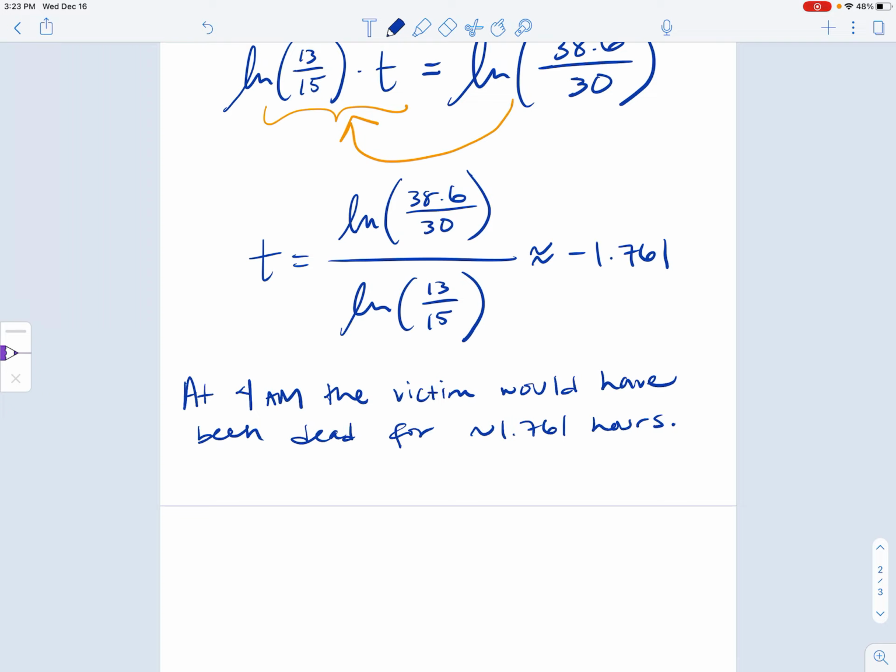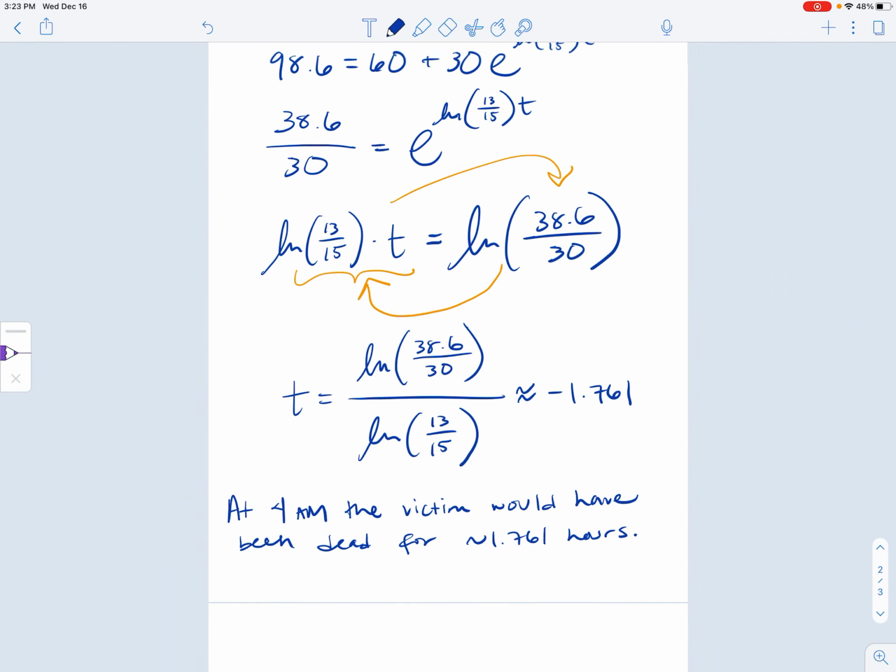And if you wanted to write your answer in relation to 5 a.m., you could say at 5 a.m., just add on an hour, so approximately 2.761 hours.